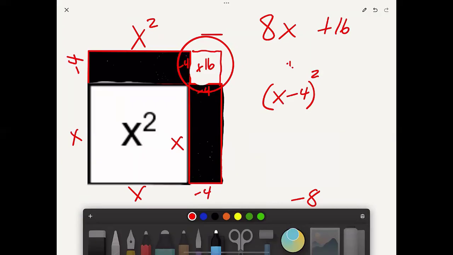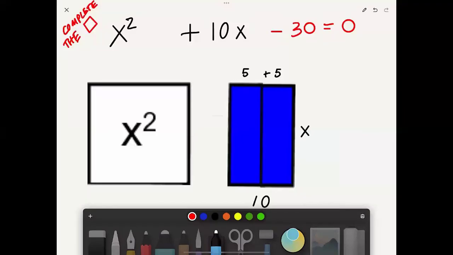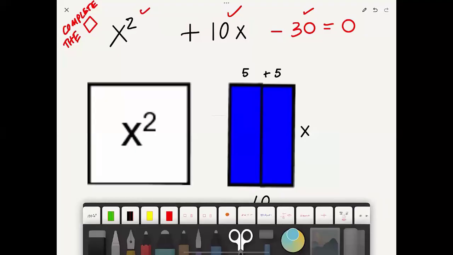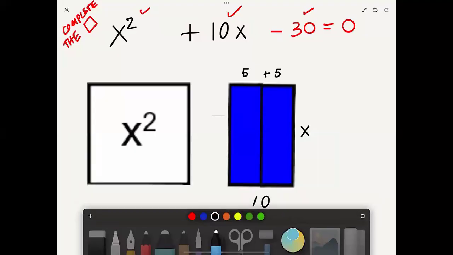Now, I'm going to use this idea, and I'm going to show you how we solve quadratic equations. All right, so now, here we have x squared plus 10x minus 30 equals 0. Now, we've learned how to do this using the quadratic formula, and basically we have everything on this side, but when we complete the square, we're going to actually move this constant to the other side. So this is going to cancel. This is just going to be 30.